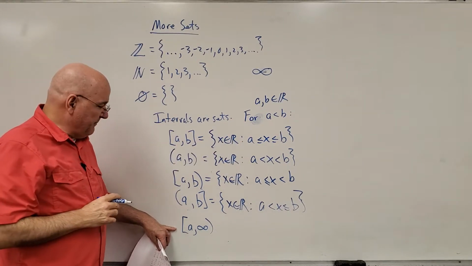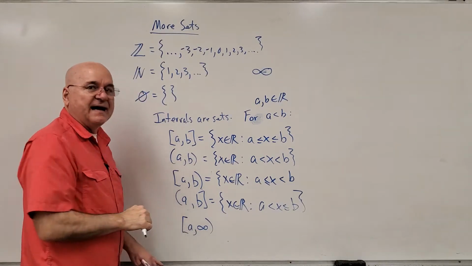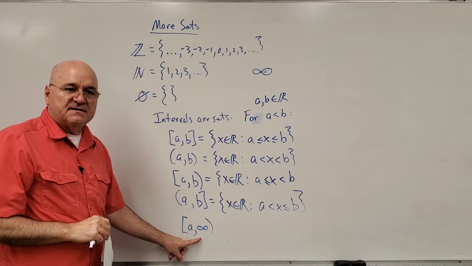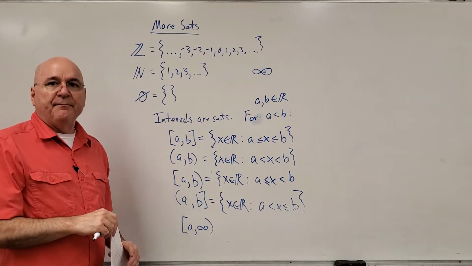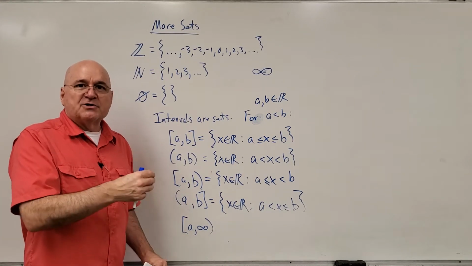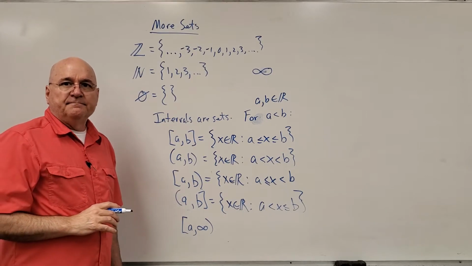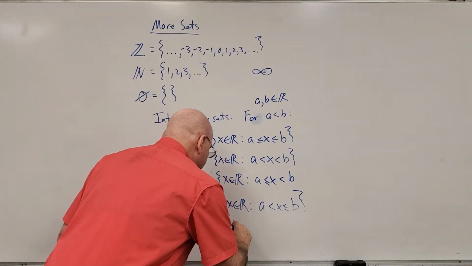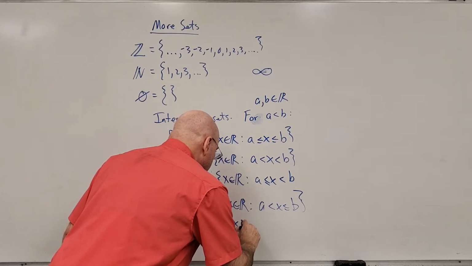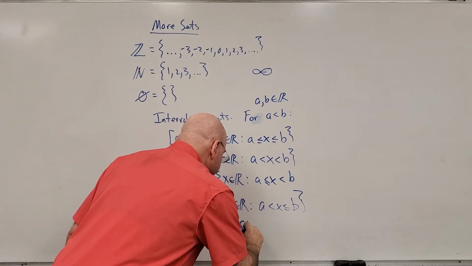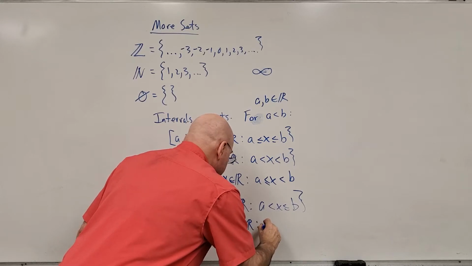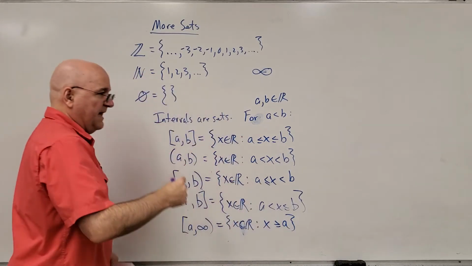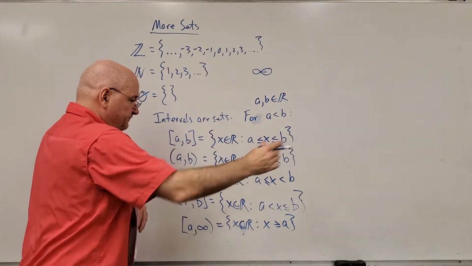Infinity is not really a number. Notice you can't put a square bracket on the side where the infinity is. Infinity is not a real number. It's basically a symbol that is something larger than every number on the real line. That's a way to think about it. So this is going to be the set of all x in the real numbers, and you just have to say x greater than or equal to a.